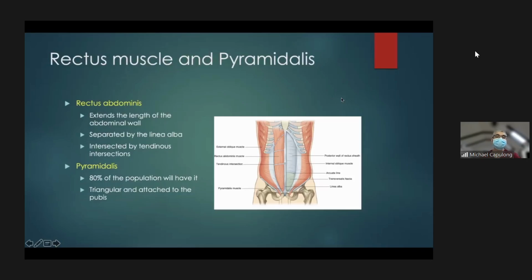Okay. So your vertical group of muscles: your rectus abdominis and your pyramidalis muscle. About 80% of the population will have this. As I've said, about 20 to even 40% of individuals will not have the pyramidalis muscle, but this will not affect the functions of the abdominal wall muscles.